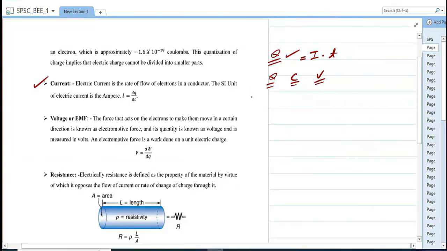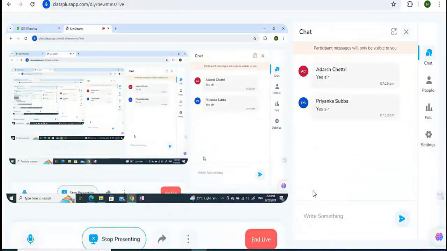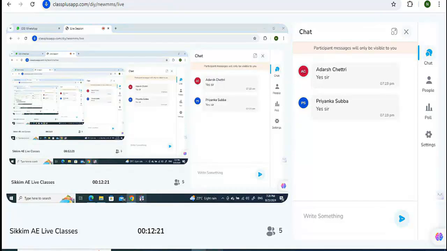So what is current? If someone asks you what is current, what will you say? Sir, current is nothing but flow of charge. Current is flow of charges. When will current be established in a conductor, let's say this is a conductor? When will current start flowing through this conductor? After the application of an electric field.